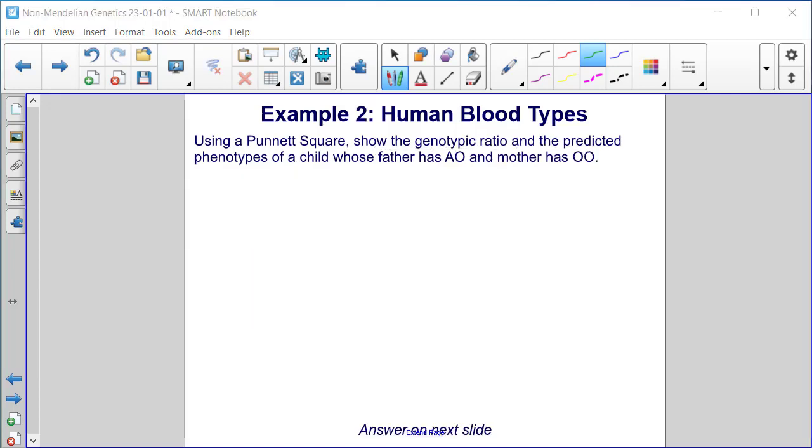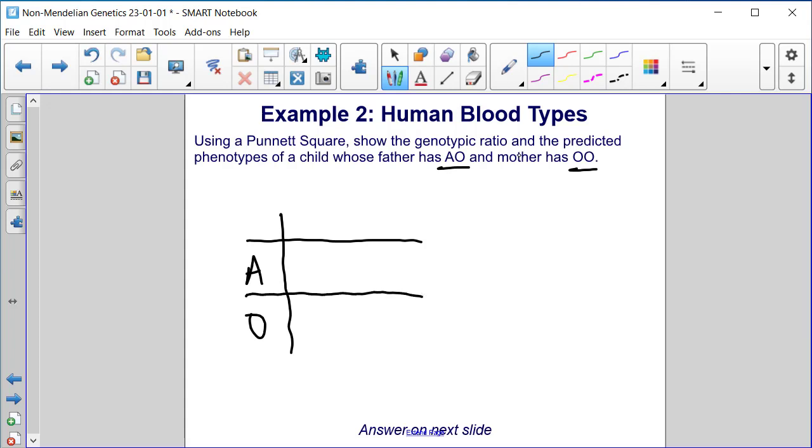Example 2. Using a Punnett square, show how the genotypic ratio and the predicted phenotypes of a child whose father has AO and whose mother has OO. So try to do this on your own before I show the next slide. So the father is AO and the mother is OO. Try to fill in this Punnett square and see what you get for your different genotypes and phenotypes. Let's go over it on the next slide.